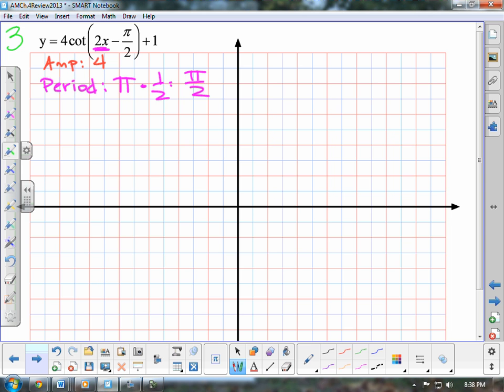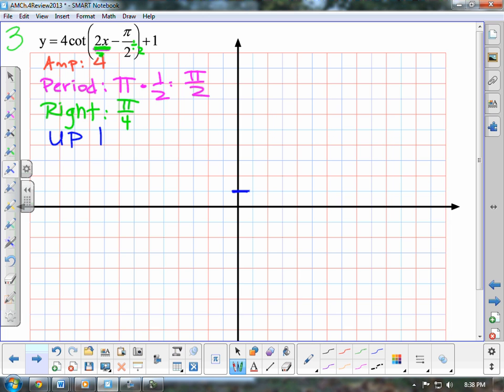Right and left shift is going to be right this time. And because we have to divide this by 2, we also have to divide that by 2, because we have to get x singular to figure out our shifting. And pi over 2 divided by 2 is pi over 4. And then we have a shift of up 1. And so here is our midline.